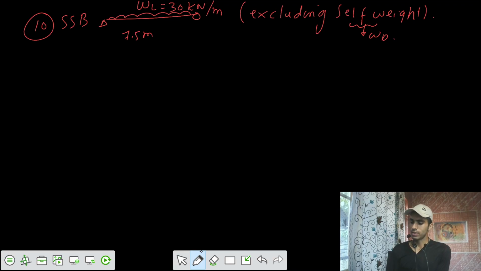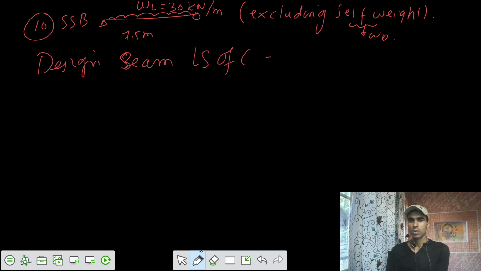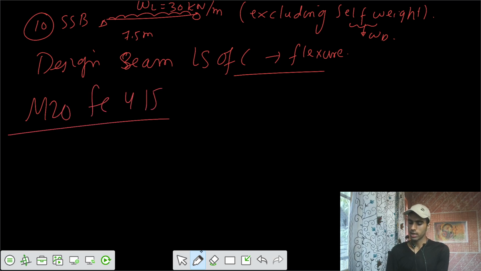We need to design the beam for limit state of collapse in flexure. M20 and Fe 415 are your material characteristic strengths, and the width of the cross section b is 0.35, that means 350 millimeters. Now we need to design the simply supported beam.